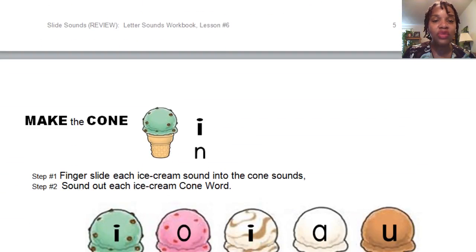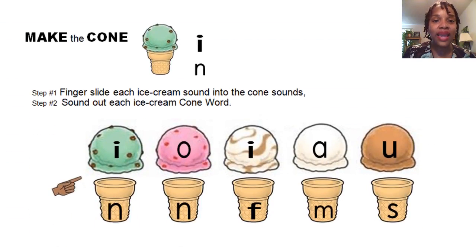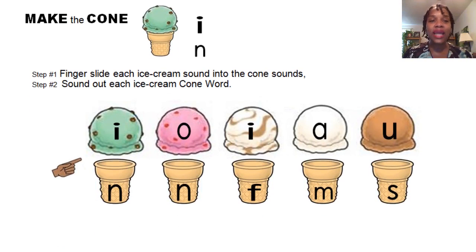So, moving right along. Now we're going to play a make-believe reading game. It's called Make the Cone. We're going to make the cone, right? So in order to make a cone, we need an ice cream sound and we need a cookie sound, right? And we're going to slide them together to make the cone, all right? So I want you to pretend that this cursor here is your finger. You're going to slide this ice cream sound into this cone sound.